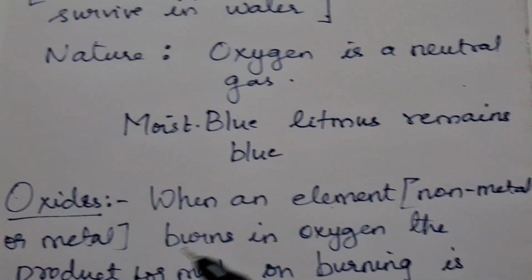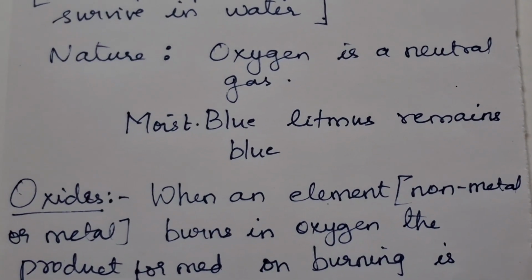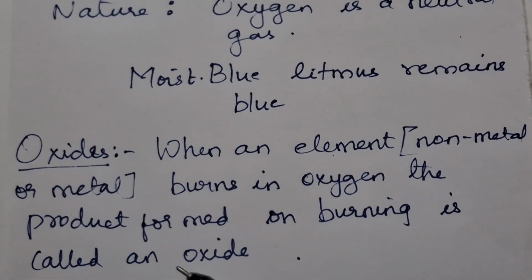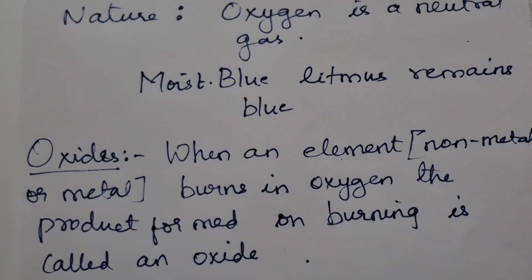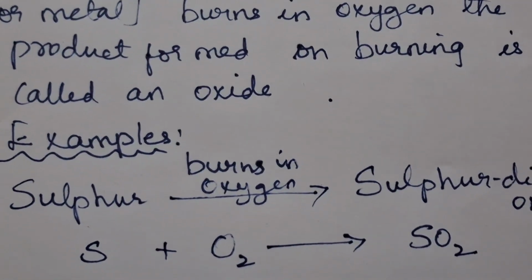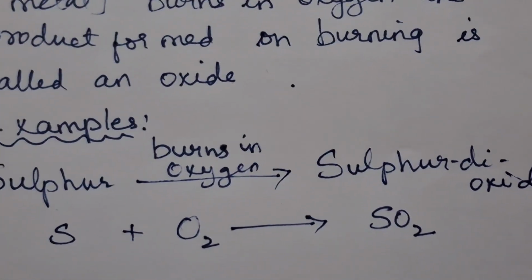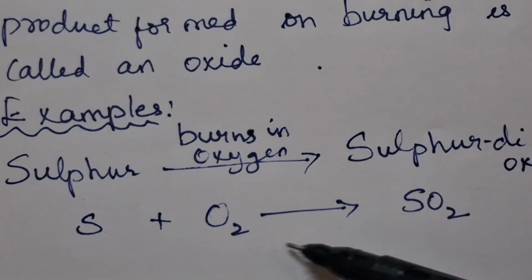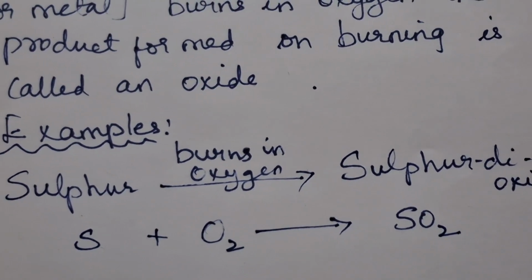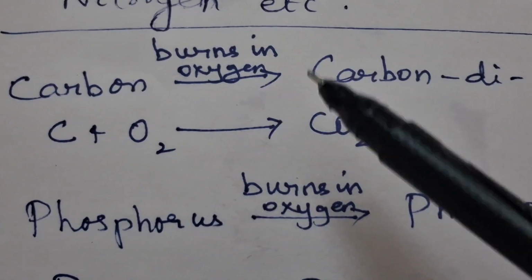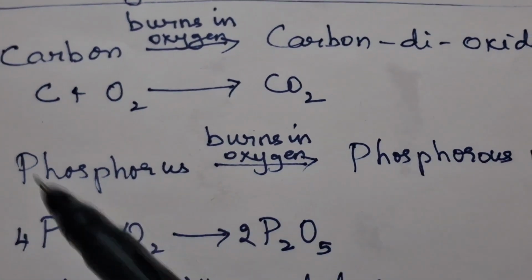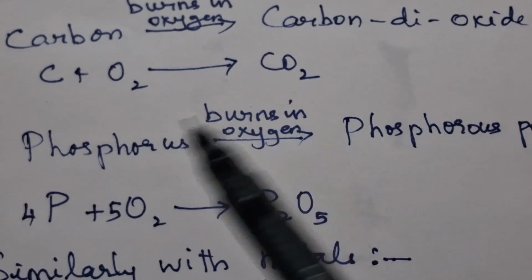So what is an oxide? When an element, non-metal or metal, burns in oxygen, the product formed on burning is called an oxide. Example: sulfur burns in oxygen to give sulfur dioxide. Carbon burns in oxygen to form carbon dioxide. Carbon, C plus O2 gives you CO2.